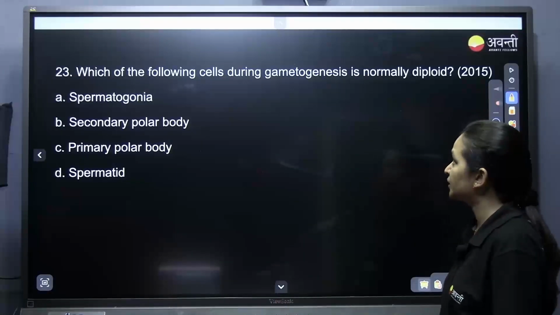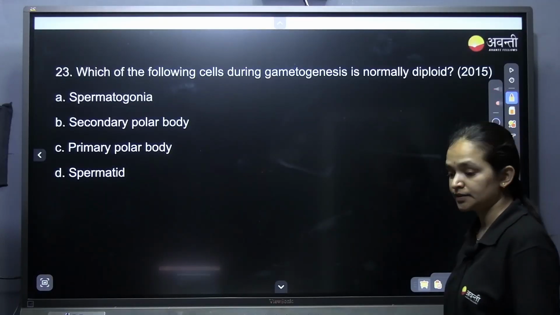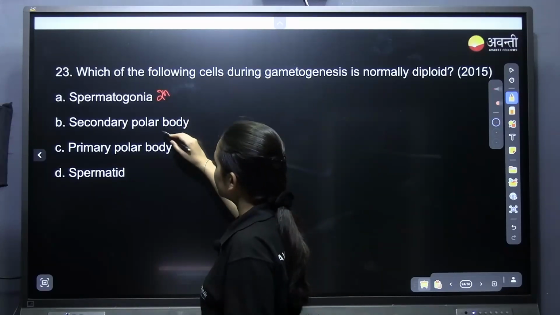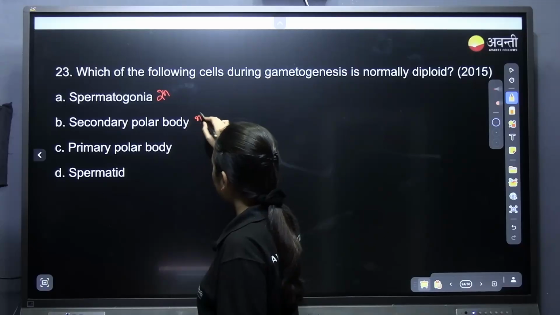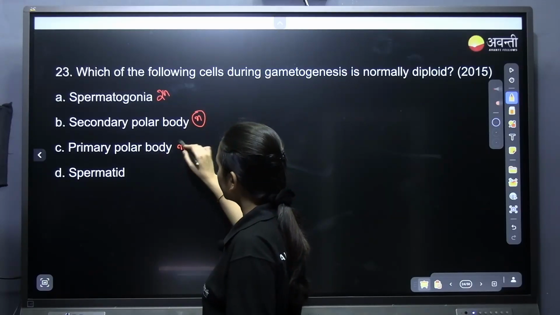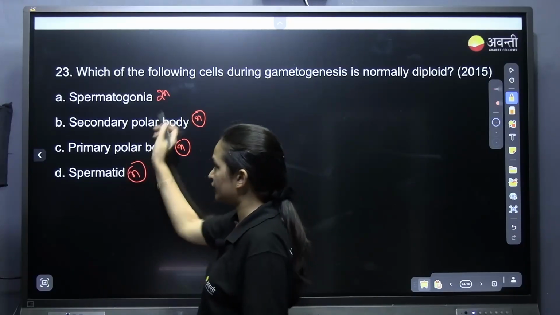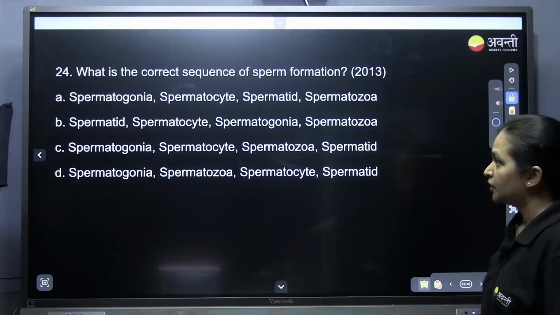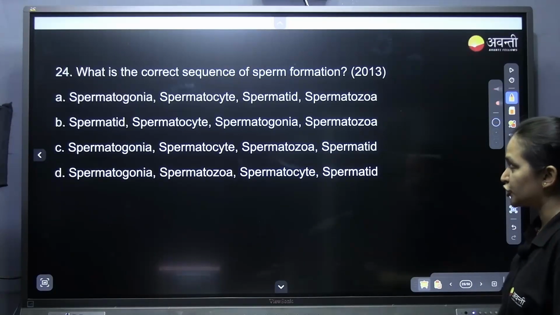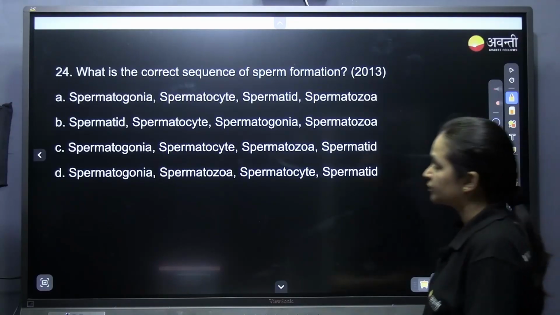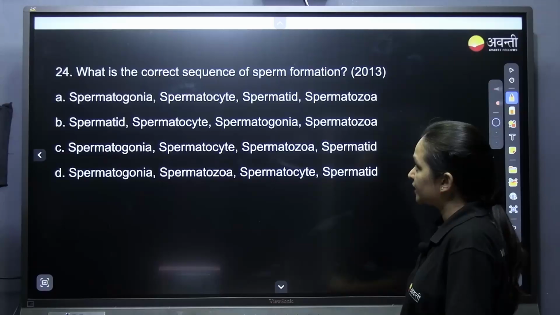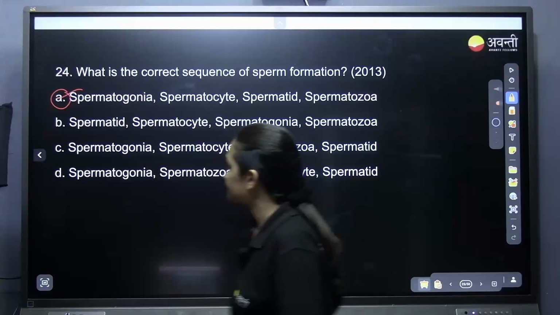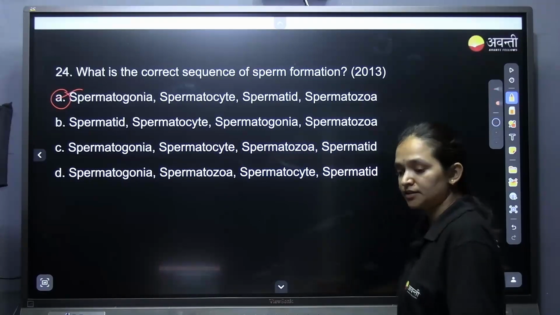Which of the following cells during gametogenesis is normally diploid? Spermatogonia, diploid. First polar body, second polar body, haploid. Primary polar body, haploid. Spermatid, haploid. We got the answer. Yes, A. Very good. Which is the correct sequence of sperm formation? Spermatogonia, primary spermatocyte, secondary spermatocyte, spermatid and spermatozoa. We got it first. Easy.